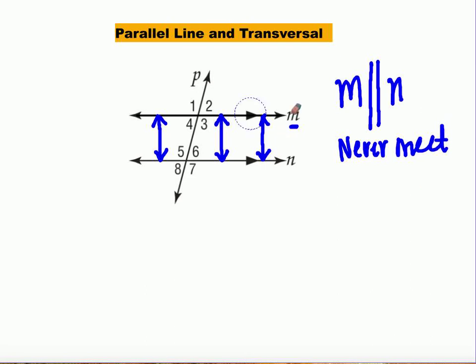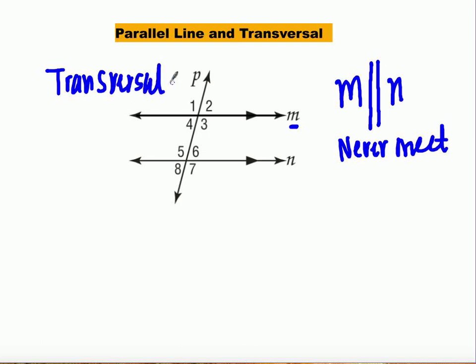Okay, now we also have the third line, which is going across like this, line P, and this line P is called the transversal. This is line P, transversal. So we have two parallel lines M and N, cut by a transversal P.